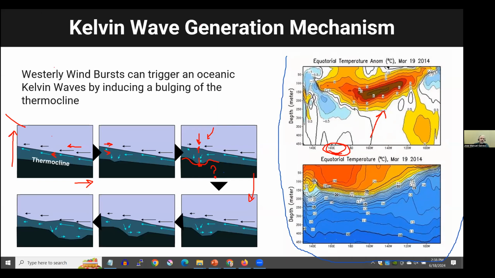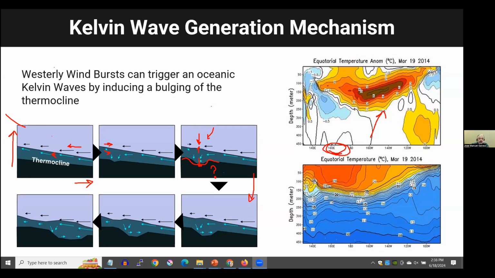So the second answer is yes. Westerly wind bursts can trigger El Nino, or they cannot. Sometimes they don't, because you need other factors to be in place. But that being said, yes, westerly wind bursts can trigger El Nino because what they do is they will tend to trigger these Kelvin waves.